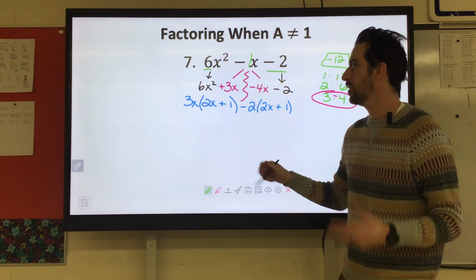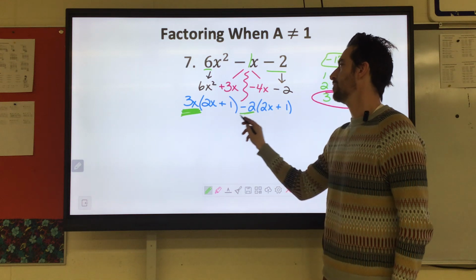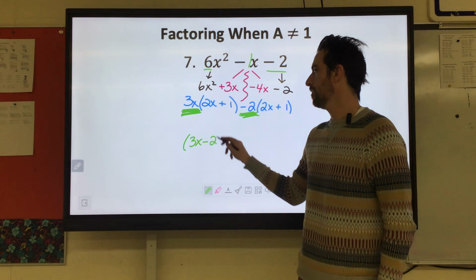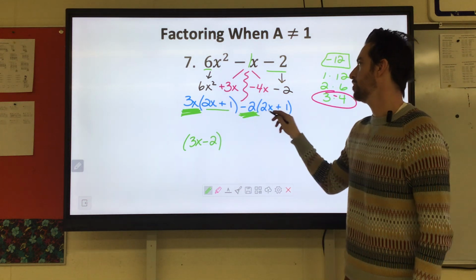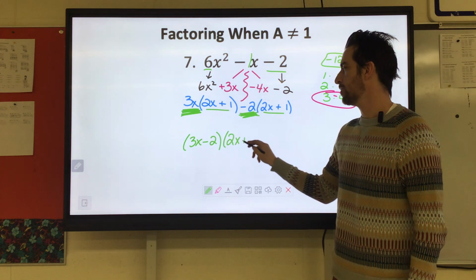So we're ready for our final answer. One set of parentheses is going to be the greatest common factors that we took out, the 3x minus 2. The other set is what they had shared in parentheses, the 2x plus 1. And this would be our final answer.